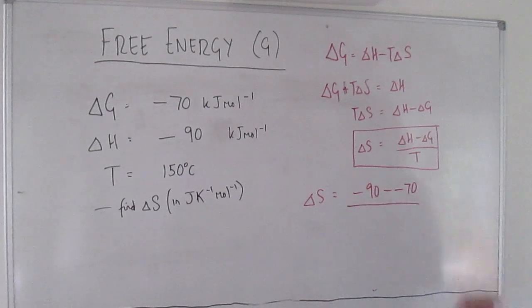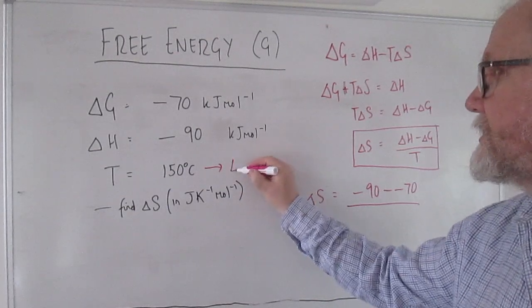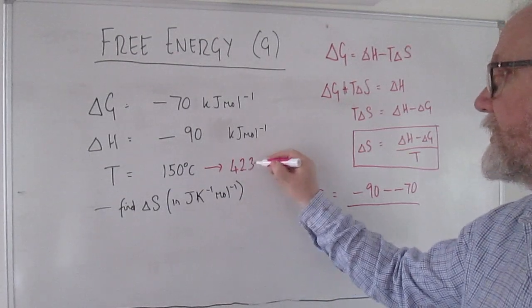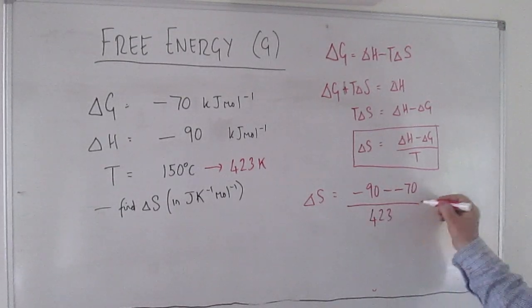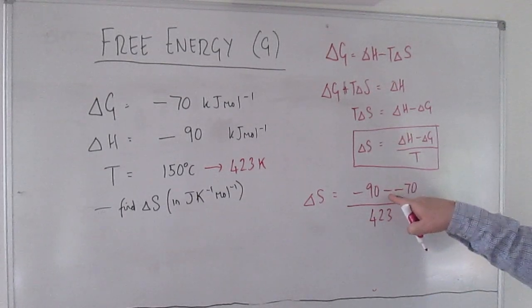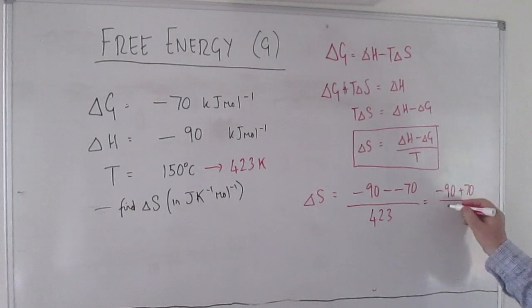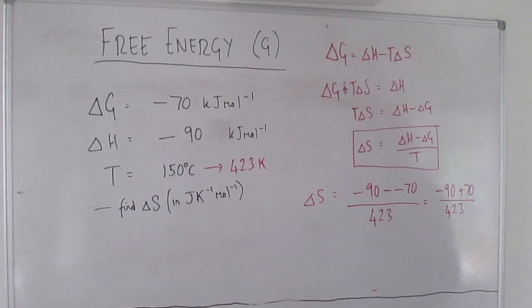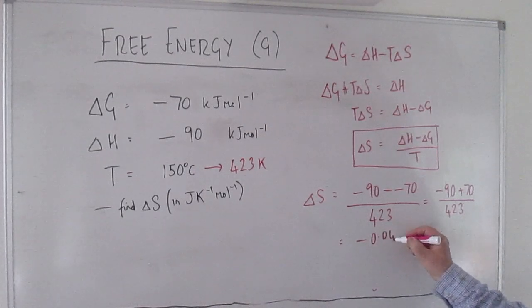So it's minus 90 minus 70 over T, 150 degrees C, but remember that has to go into Kelvin, so we add 273, which is 423 Kelvin. Okay, so we get 423 on the bottom. And again, you can either enter that directly into your calculator if you're careful, or you can say minus minus is a plus, so that's minus 90 plus 70 over 423, which works out as minus 0.0473.